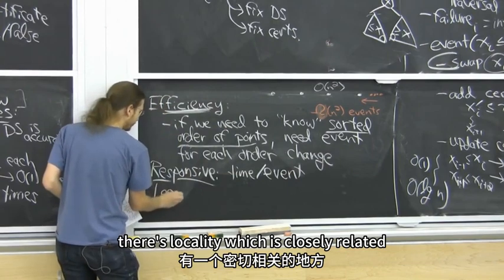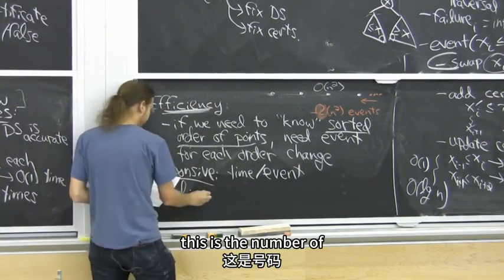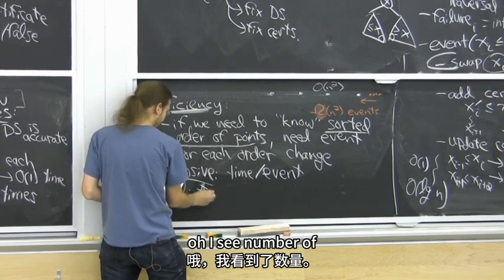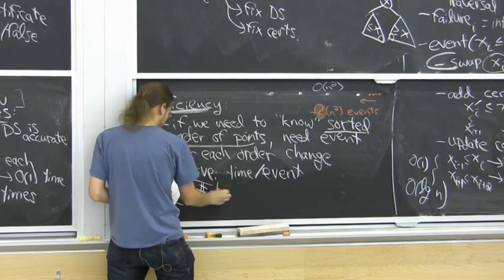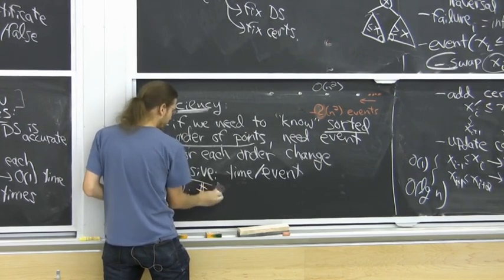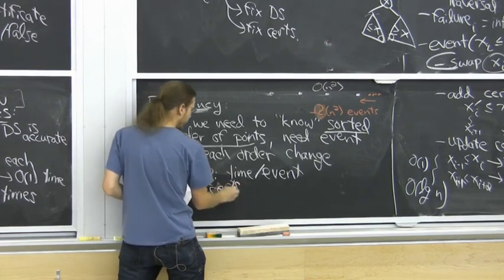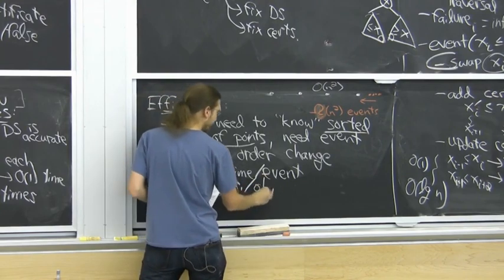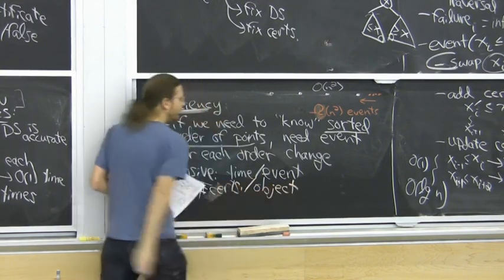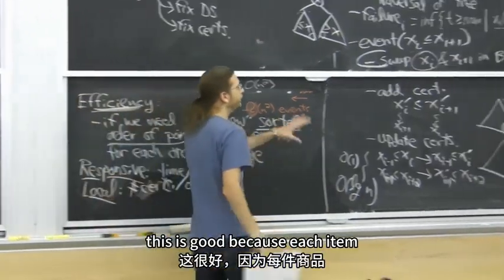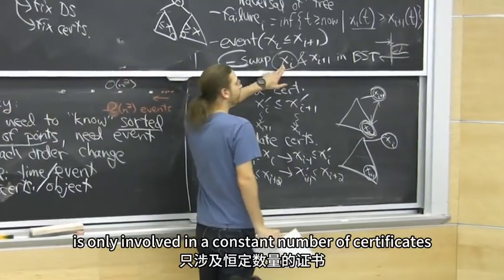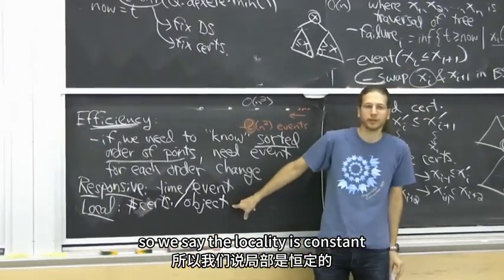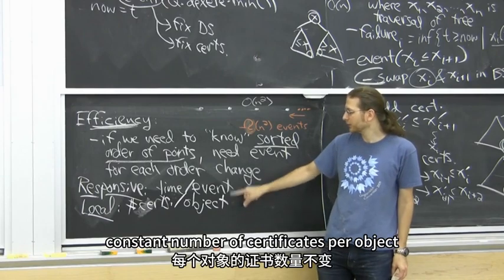There's locality, which is closely related. This is the number of certificates per data object. Okay, I said over here, this is good because each item xi is only involved in a constant number of certificates. So we say the locality is constant number of certificates per object.